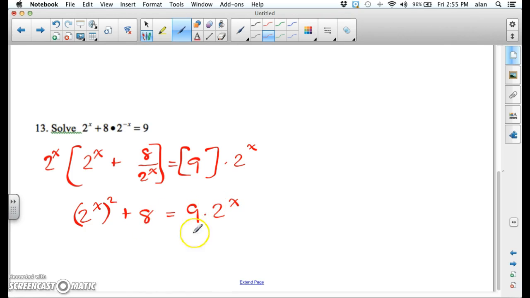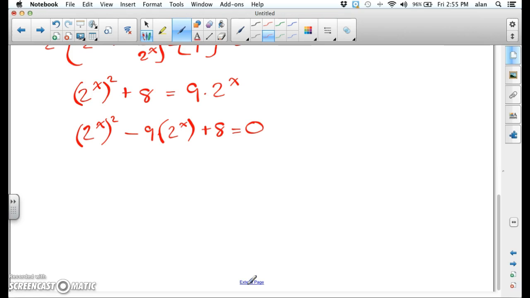So what we can do is just move everything over. We have 2 to the x quantity squared. What we're going to do is let's actually move that 9 over, that minus 9 times 2 to the x. So it looks like that. And then we have plus 8 equals, this goes away, so we have 0 on the right side. Now that looks pretty interesting. That looks pretty familiar actually.